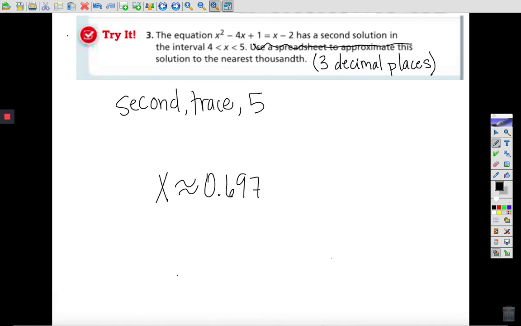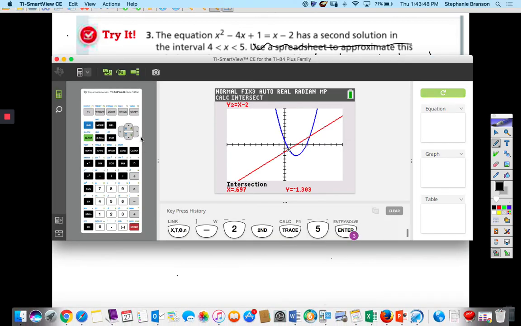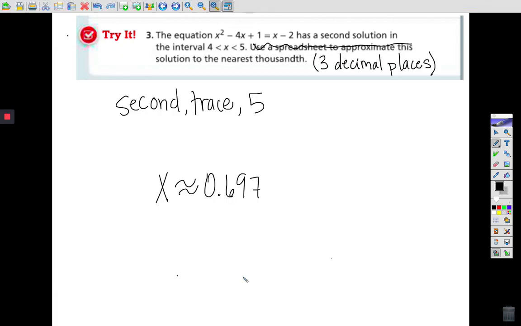All right, now we need to go over to the other point of intersection. So second, trace 5 again. But I need to make sure I'm closer to that other intersection before I hit all these enters. And that should give you another x value of 4.303.